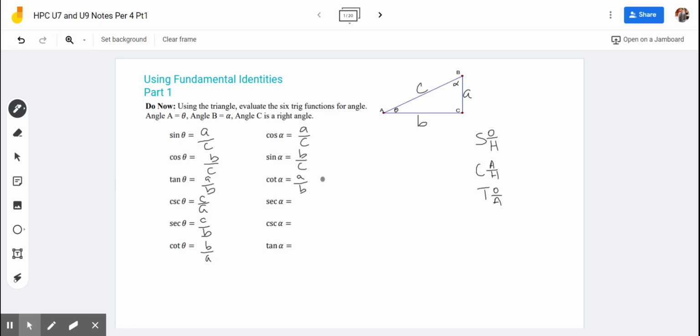Secant of alpha will be the reciprocal of cosine, so it'll be c over a. Cosecant of alpha will be the reciprocal of sine, so it'll be c over b. And then tan of alpha will be the reciprocal of cotan, will be b over a.